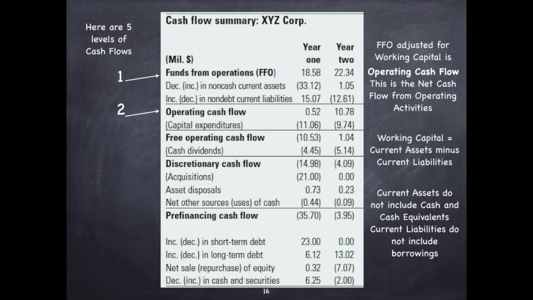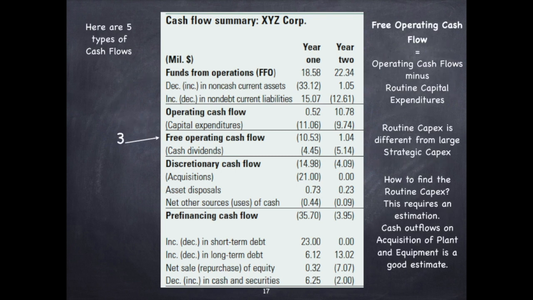Then we have what is known as the operating cash flow. Funds from operations are adjusted for changes in working capital. Working capital is defined as current assets minus current liabilities. So when working capital goes up, it results in cash outflow, and when working capital goes down, it can result in a cash inflow. So operating cash flows are defined as funds from operations adjusted for changes in working capital. Changes in working capital can be either an increase or a decrease in working capital.